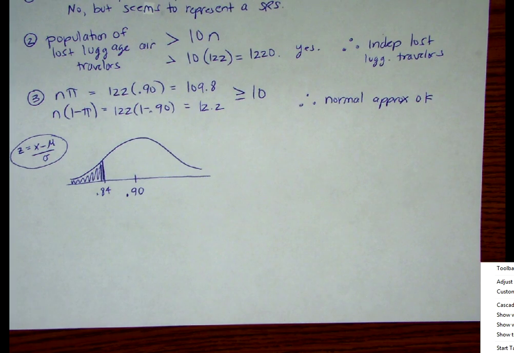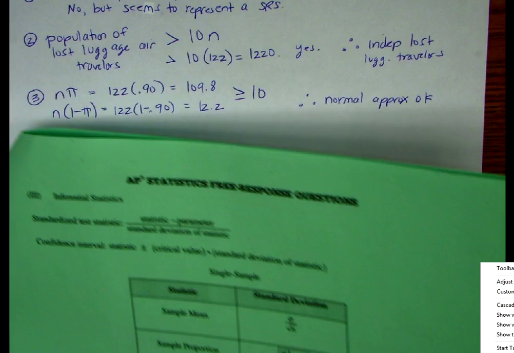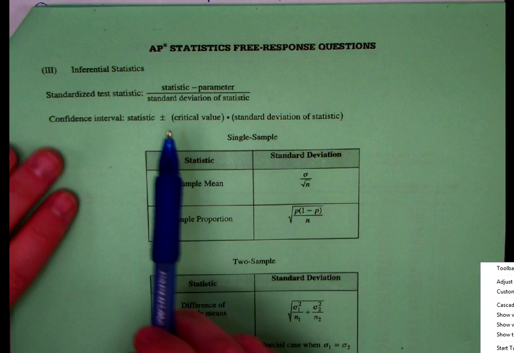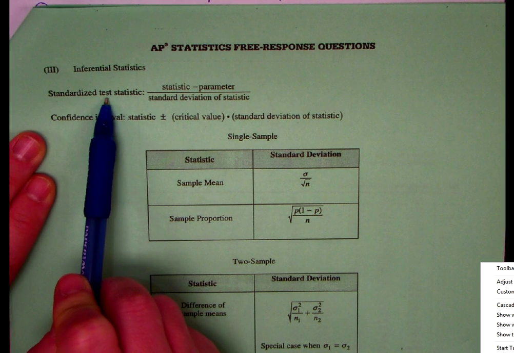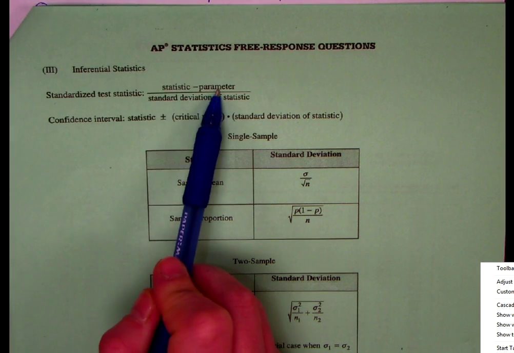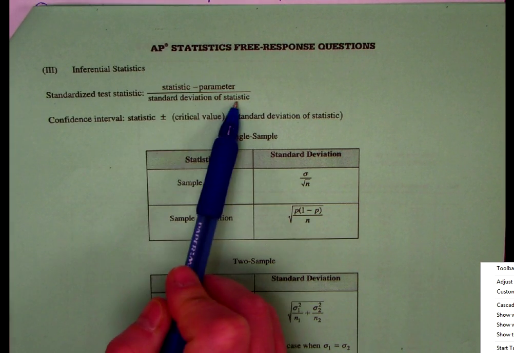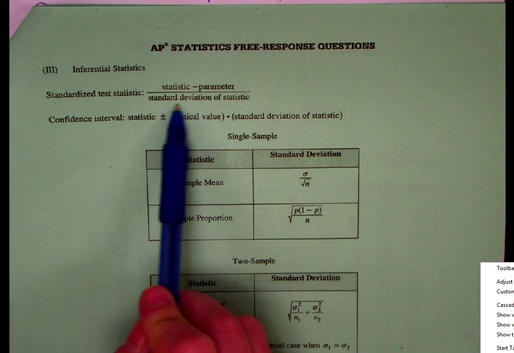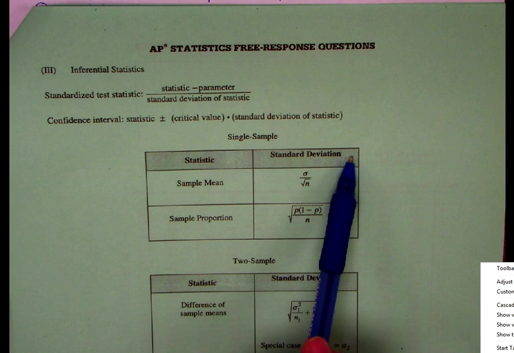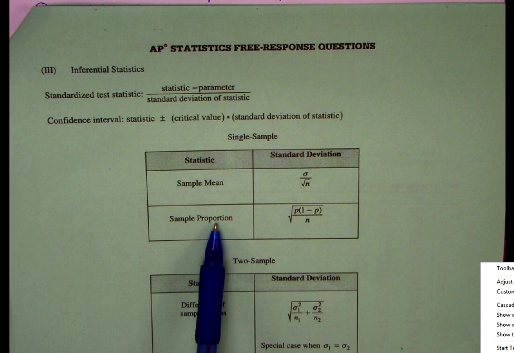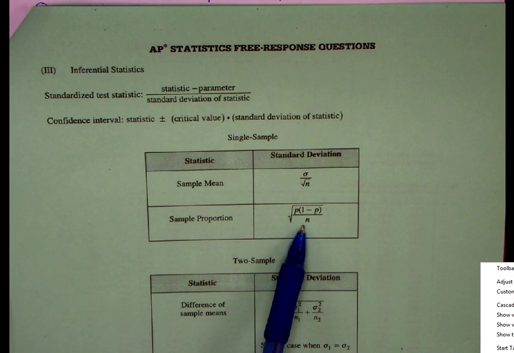So what I want to do is show you the generic form of this. It's at the top of page 5. You'll be using this for confidence intervals, which you've already done. You see the standardized test statistic, and notice how it says statistic minus parameter divided by the standard deviation of the statistic. And also notice the standard deviation of the statistic is actually right here. Standard deviation of the statistic. If I'm on a proportion, I'm going to use this.